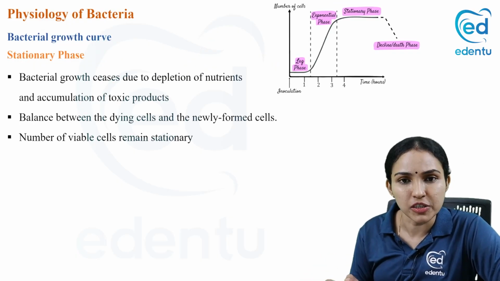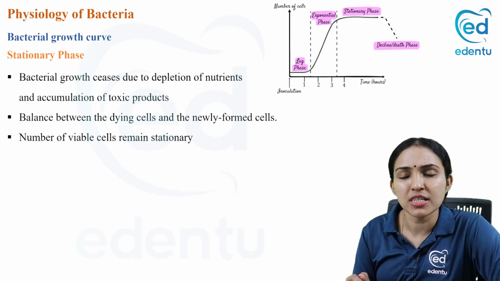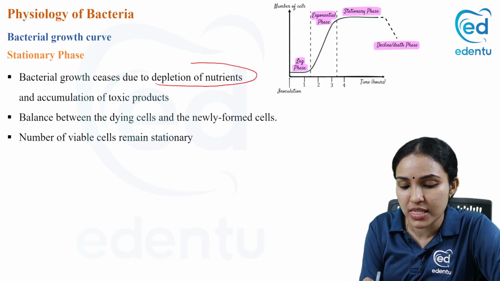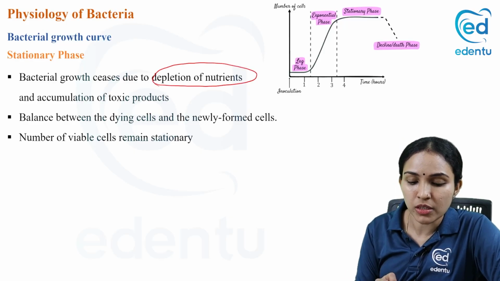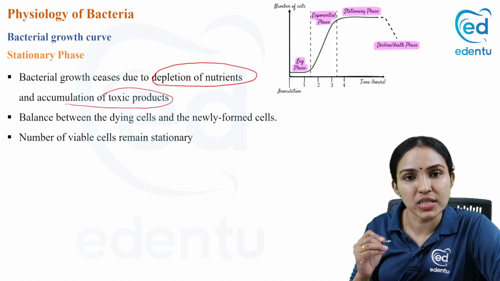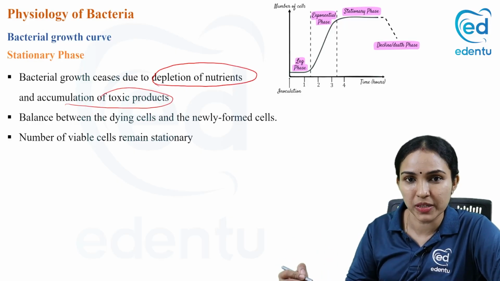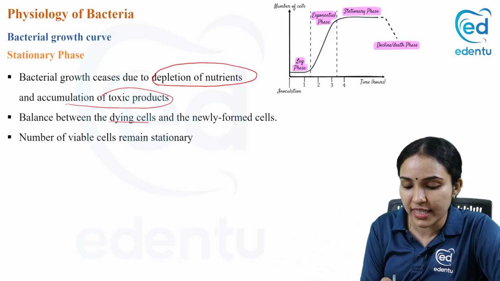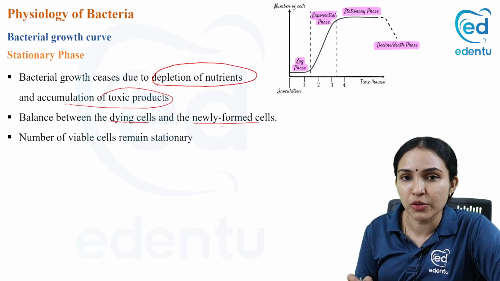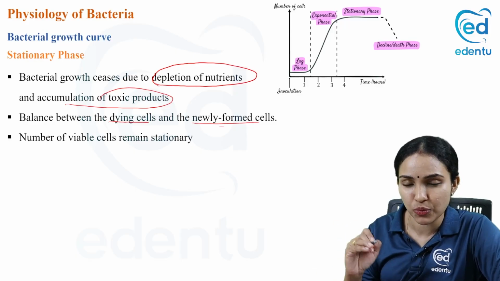So what happened afterwards? After the exponential phase, you know what happened? Bacteria is using all the things, it is replicating, using all the nutrients. So nutrients will start getting depleted and it will start accumulating toxic products. So now it will start dying. Some bacteria will die. Some others will try to replicate. So there is a balance between the dying cells and the newly formed cells. The number of bacteria newly formed is equal to the number of bacteria which is dying. So there is a balance between these two.